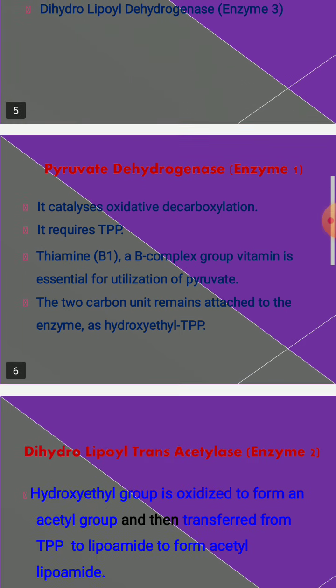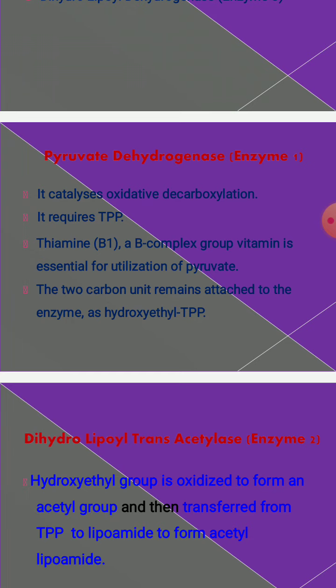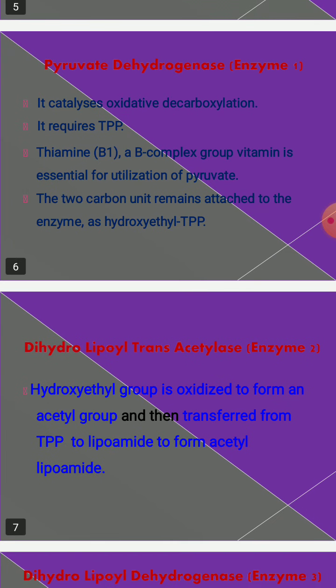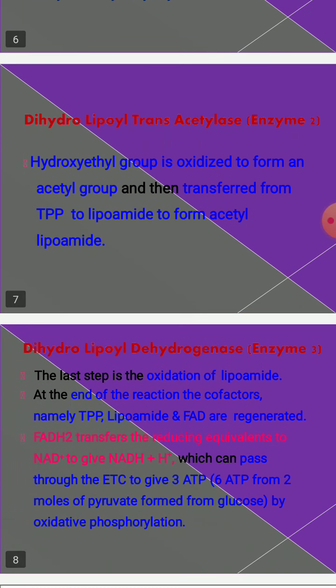that is by pyruvate dehydrogenase, attached as hydroxyethyl TPP. So further, this second enzyme, dihydrolipoyl transacetylase, is mainly involved in carrying this hydroxyethyl group, which is going to be further oxidized to form an acetyl group, and then it is transferred from TPP to the lipoamide to form acetyl lipoamide.